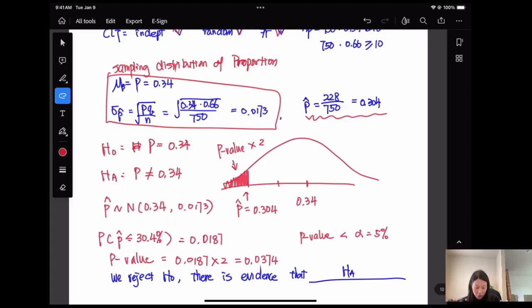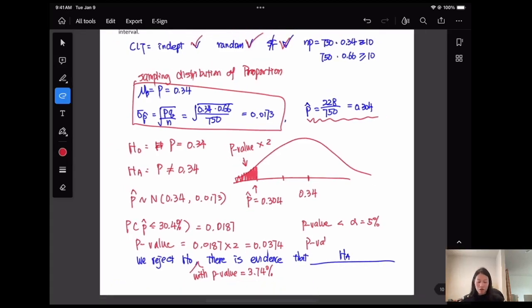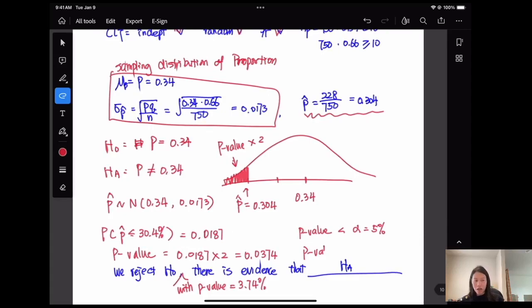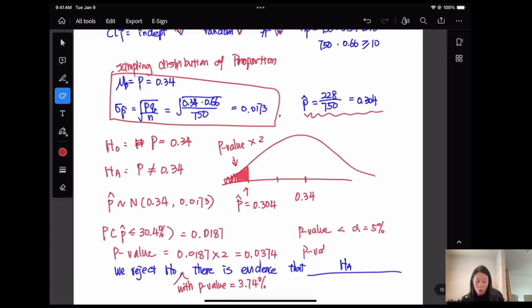So that means the p-value is small. So we reject the null hypothesis because the p-value is small, with the p-value equal to 3.74%. There's evidence for the alternative hypothesis. So either way works. You can construct a confidence interval to test the hypothesis, or you can use a two-tailed hypothesis test to test your null hypothesis. Okay, so that's it for the comparison with the confidence interval. Let me know if you have other questions.